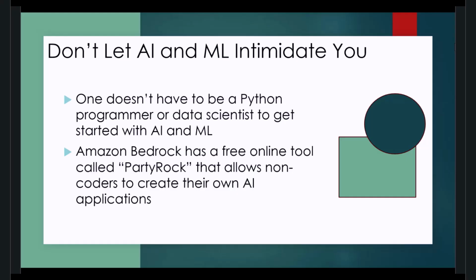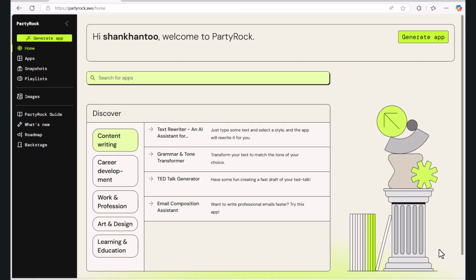In fact, in this lesson, we're going to take a look at Amazon Bedrock, which has a free online tool called PartyRock that allows non-coders to create their own applications. If you've used something like Fiverr, and I've used Fiverr, you're probably paying somebody who's just going to use PartyRock. So let's go check it out.